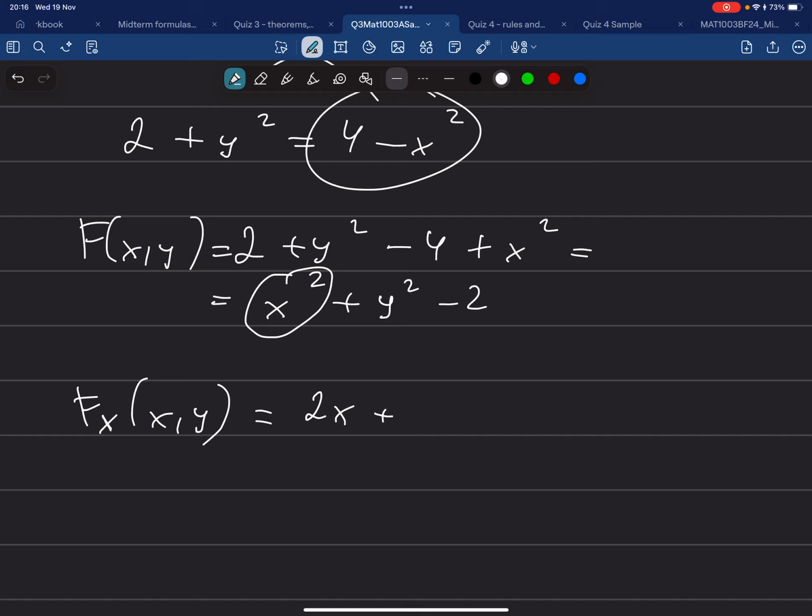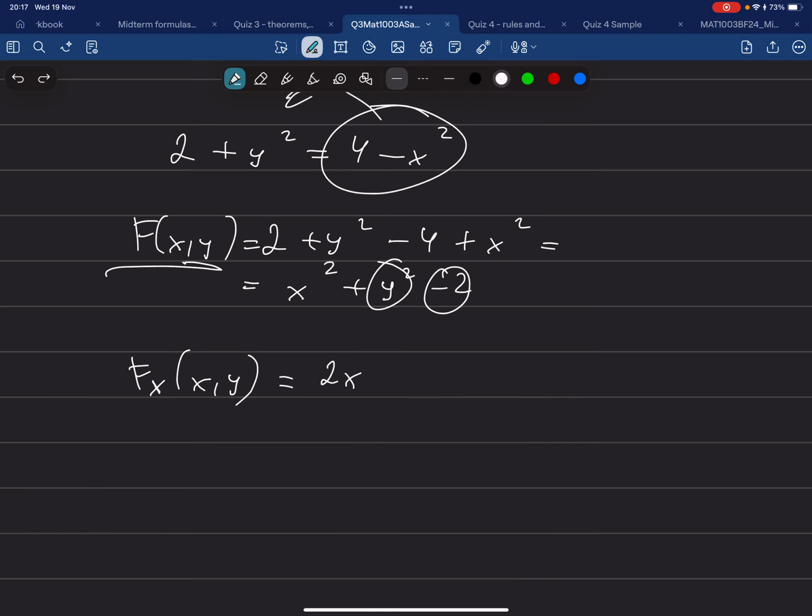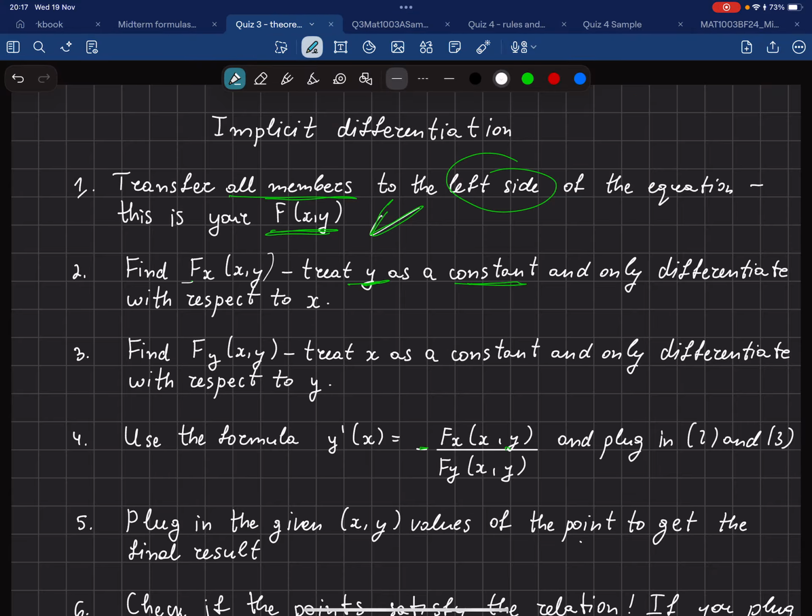And then I have plus, but I told you that y we treat as a constant. So in this case, I just have some constant. No other variable, no x's, no nothing. This is just a constant. What is the derivative of a constant? It's 0. So I'm basically adding 0. And here again, what is the derivative of minus 2? It's going to be 0 again because this is just a constant. Therefore, the derivative of that function with respect to x is just 2x. And that's it. Nothing more. Okay? Now, we're done with step 2.